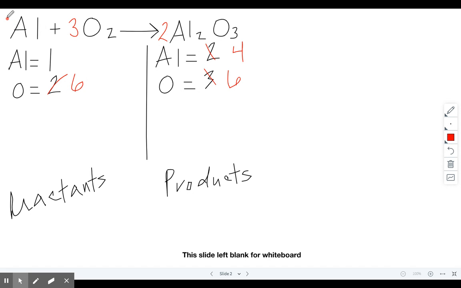Remember where the 4 goes. It always goes in front. So I have 4 aluminum now. Okay, so I have 4 aluminum, 6 oxygen. Everything is balanced now. So that one is finished. Let's go to the next one.